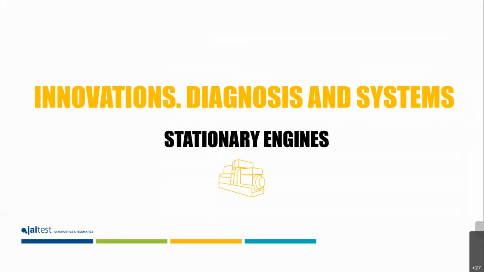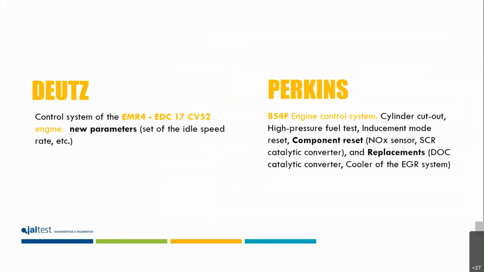Once we have seen the main innovations across the different manufacturers of construction equipment, let's summarize some of the most relevant improvements related to stationary engines. In Deutz, we are going to find new parameters like the setting of the idle speed rate for the control system of the EM-R4 EDC 17 CV52 engine. And in Perkins, for the engine model 854F, we have added new bidirectional tests like the cylinder cutout, as well as many other actions related to the aftertreatment.